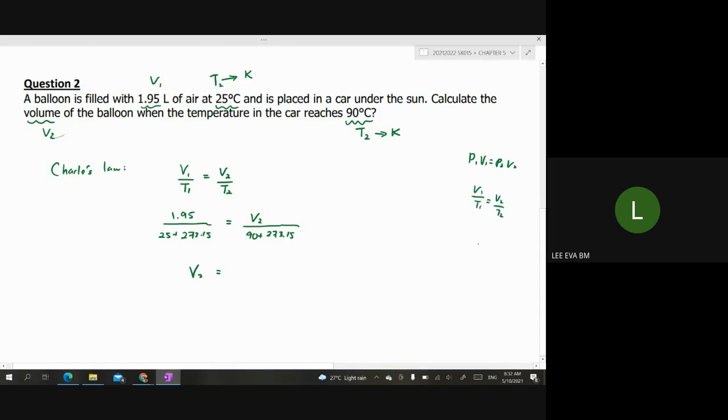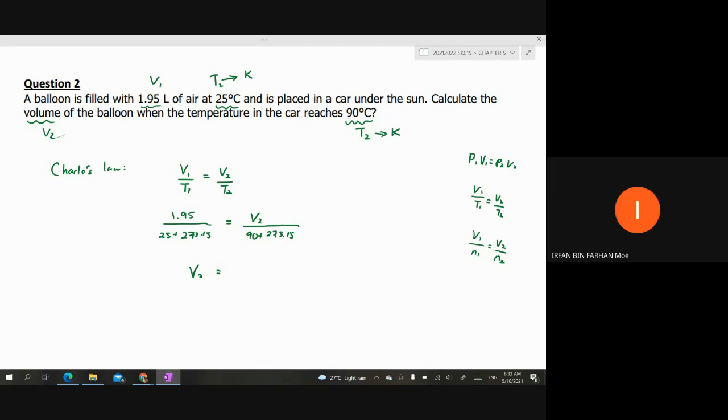Kalau Avogadro's, kita ada V1N1, V2N2. Tapi kalau ada pressure, ada volume, ada temperature, then kita guna combined. So kena pastikan soalan dia bagi information apa. Dia mesti akan ada clue. Every tips and clues you will be able to find inside the questions. Okay? Just hafal formula dan masukkan, lepas tu itu je lah.